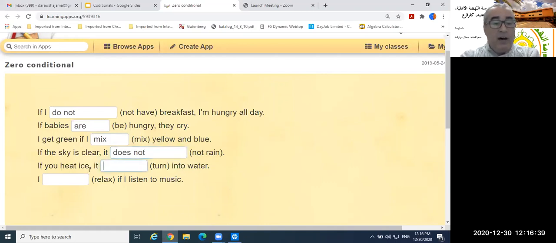If you heat ice, it turns into water. What do you think? Pay attention to it. Good. It turns into water. If I listen to music. Present simple with the pronoun I. So exactly. I relax if I listen to music. Exactly. Okay.